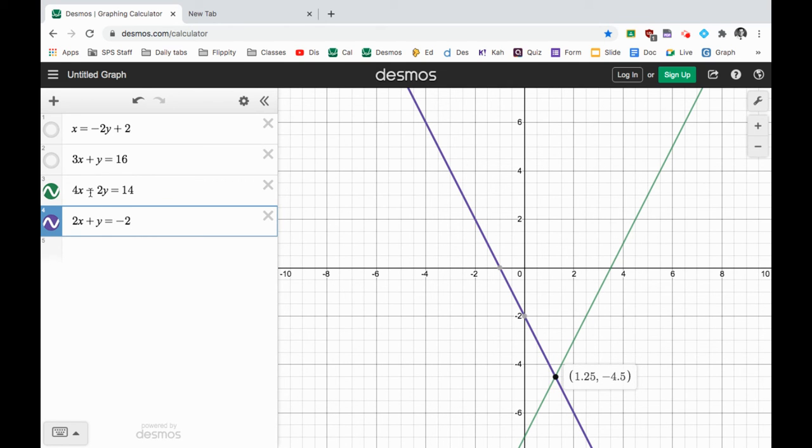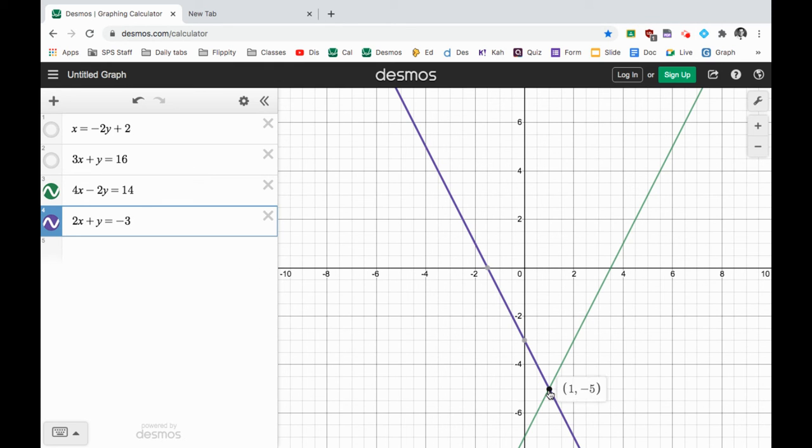Wait a second. No, I was so close. Did I type something wrong? 4x minus 2y equals 14. Oh, I did. Okay, I knew it was late. And that's supposed to be not a minus 2, but a minus 3. Phew. I thought everything looked good. So then I get the coordinate 1, negative 5.